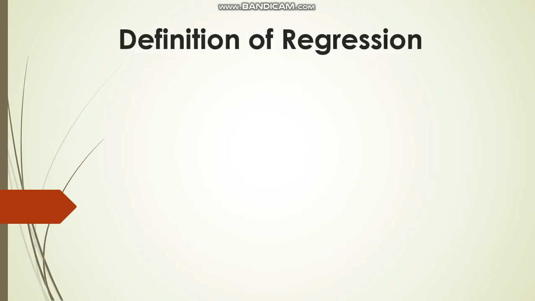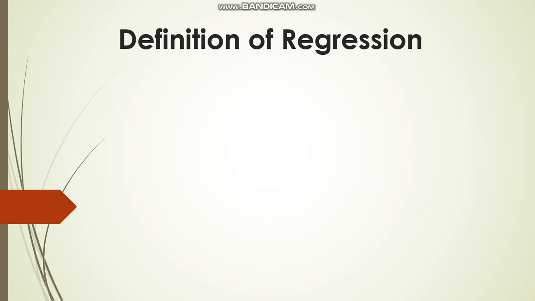Today we will discuss some fundamental concepts of machine learning. So today we will discuss regression. What is regression, types of regression, and some examples. It is a powerful technique that allows us to make predictions based on historical data. Let's look at the definition of regression.